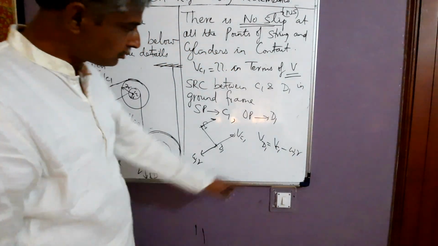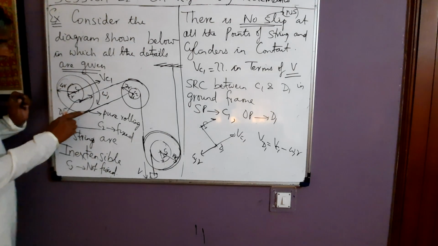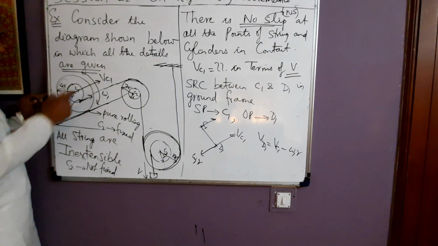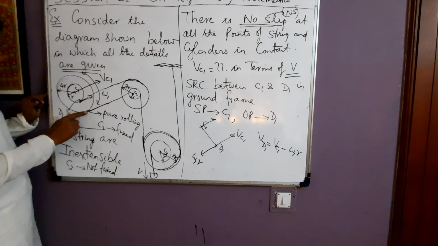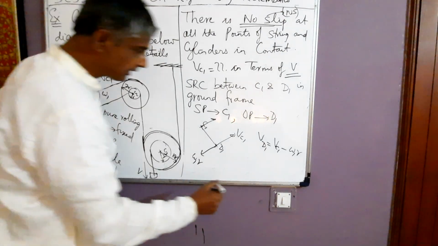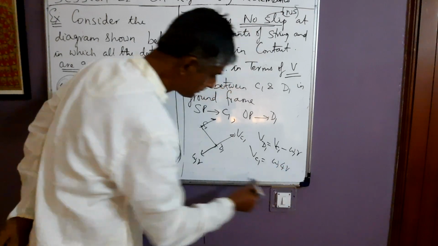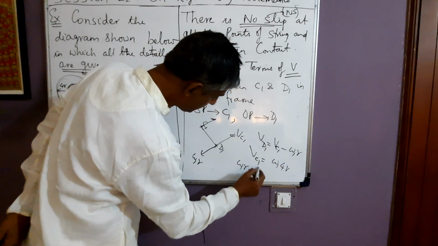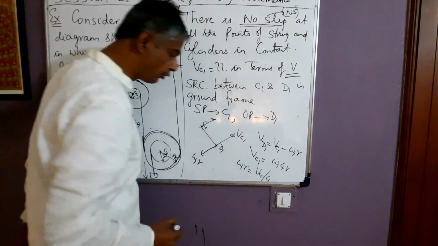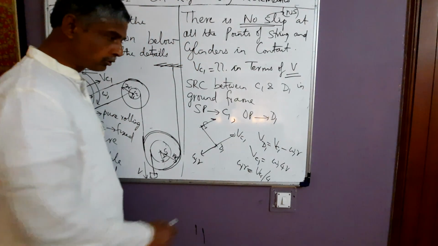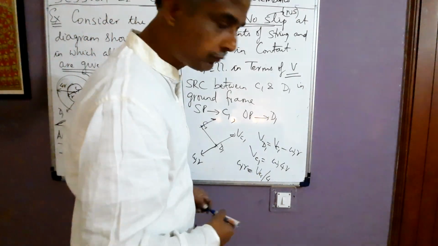Now we have to remove omega 1. Here it is pure rolling condition. Radius is 4r, center C1 is moving at Vc1. If we apply pure rolling condition here, then we get Vc1 is equal to omega 1 into 4r. So omega 1 into r is just Vc1 by 4. Omega 1r is Vc1 by 4.